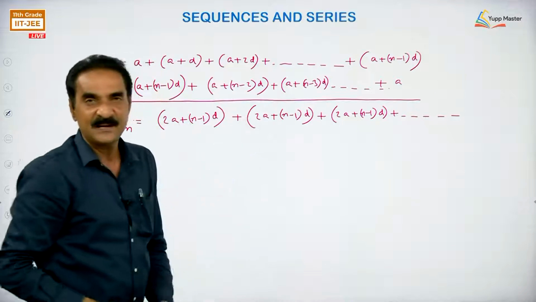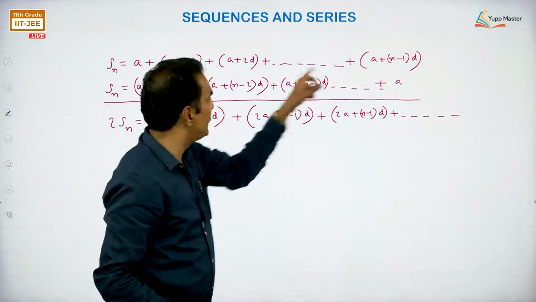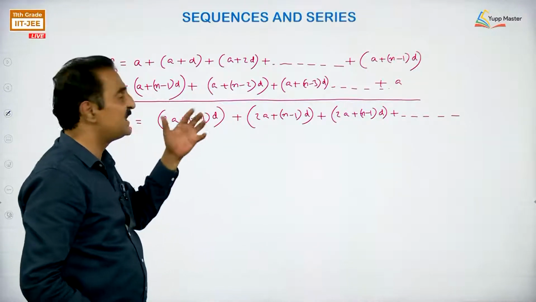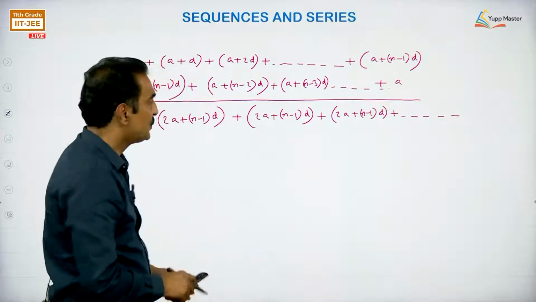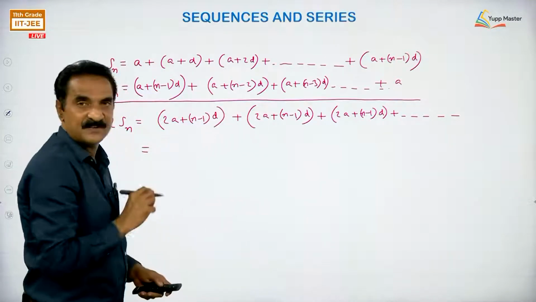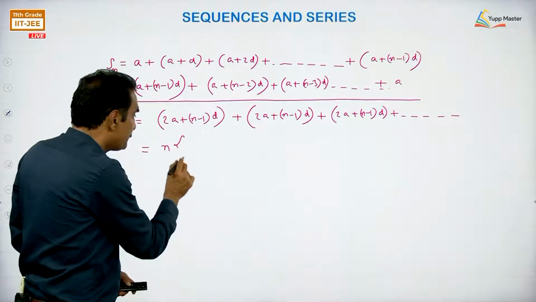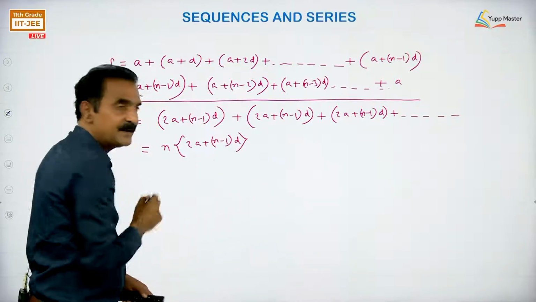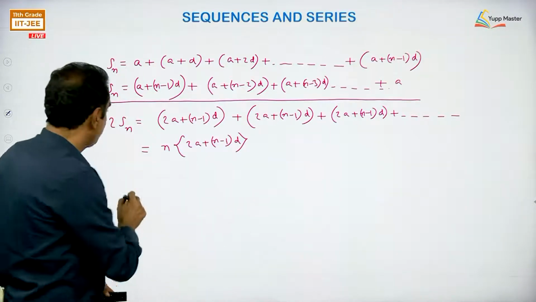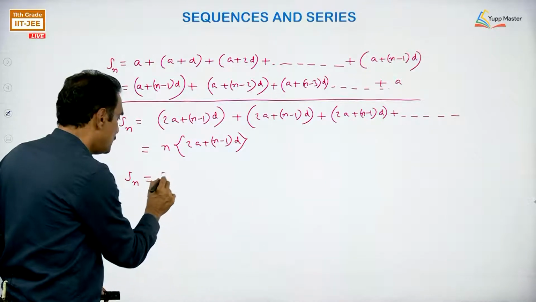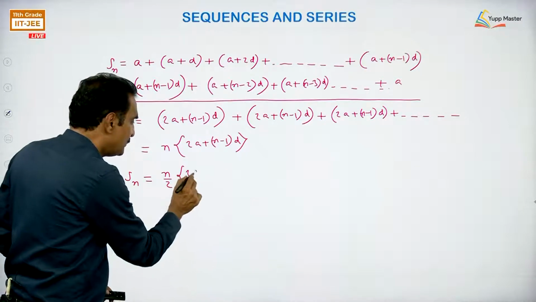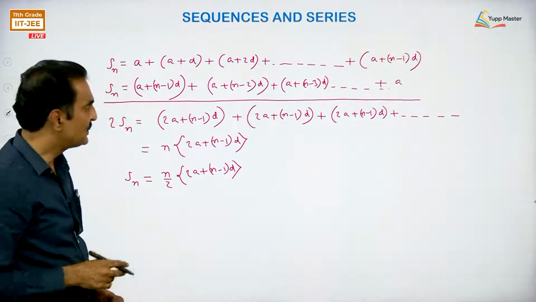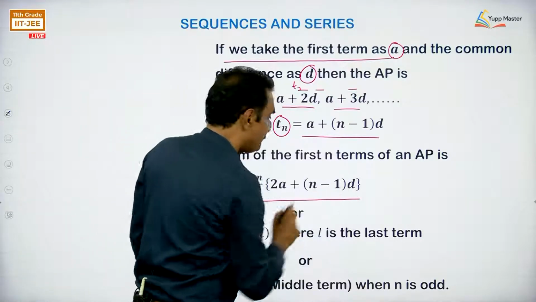And how many terms will be there like this? Since there are n terms here and n terms here, there will be n times 2a plus n minus 1 into d repeated. So the sum of these n terms will be n into 2a plus n minus 1 into d, alright. Now for Sn, dividing both sides by 2, you will get n by 2 into 2a plus n minus 1 into d, alright. So this is how we got this formula.